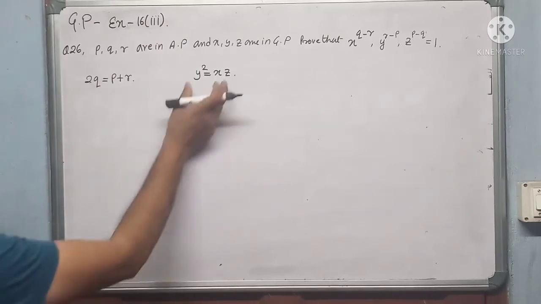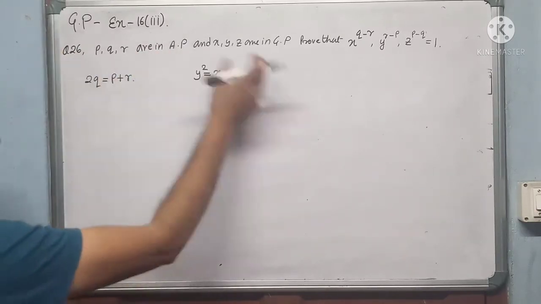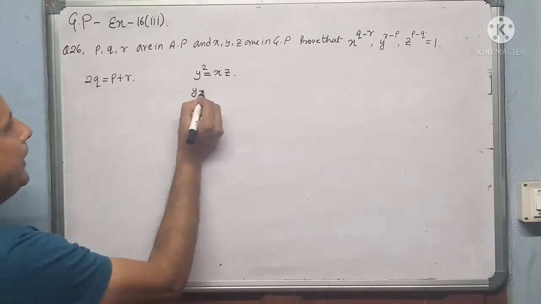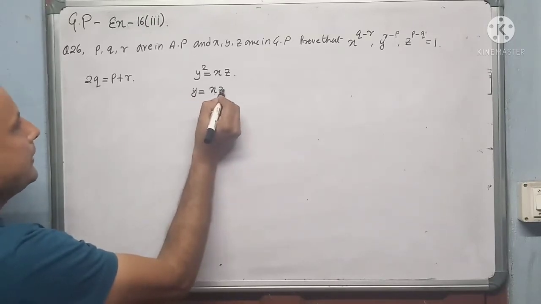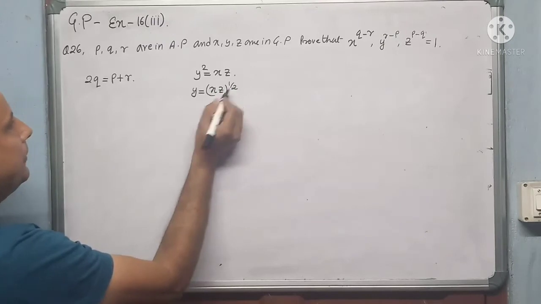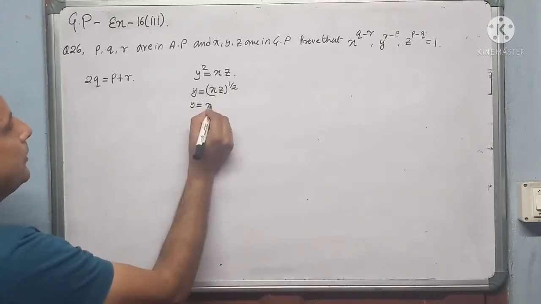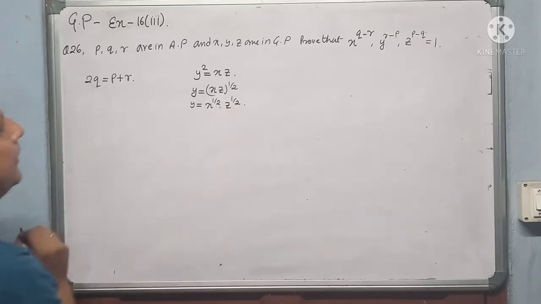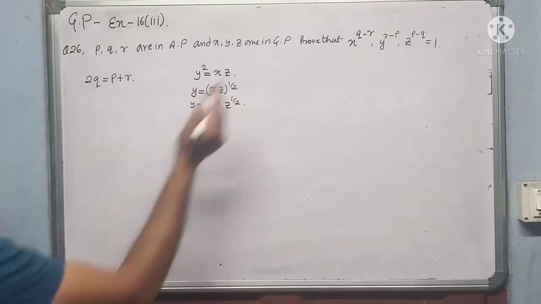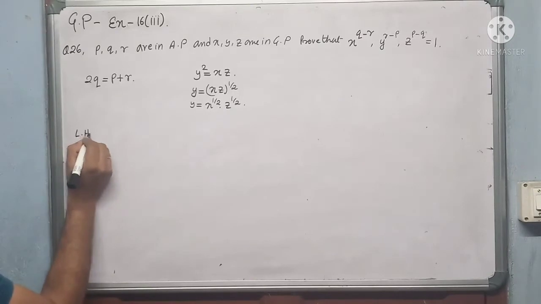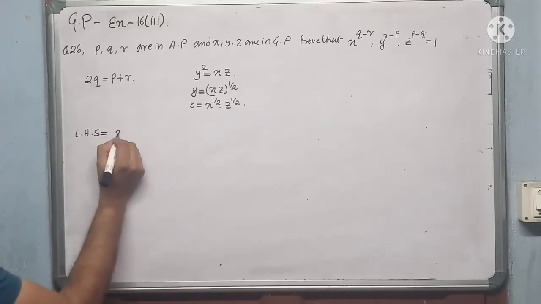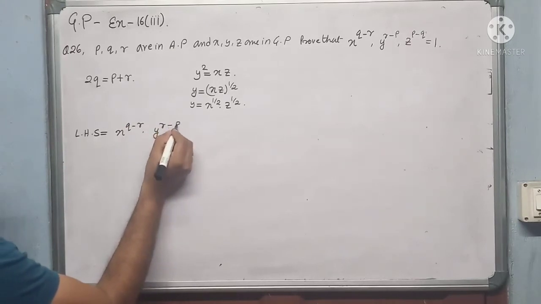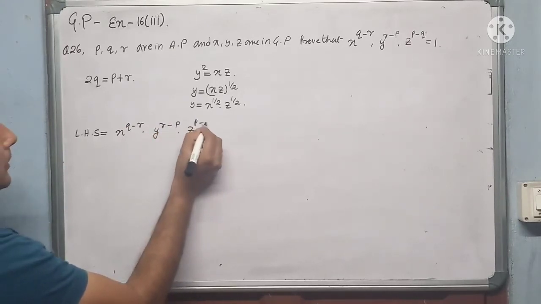Now from these two relations, I'll take the left hand side and substitute the values. Now take the value of Y. Then Y is equal to XZ to the power half. Then Y is equal to X to the power half into Z to the power half. Now Y in terms of X and Z. Now I'll take the left hand side, LHS. Left hand side is X to the power Q minus R, Y to the power R minus P into Z to the power P minus Q.